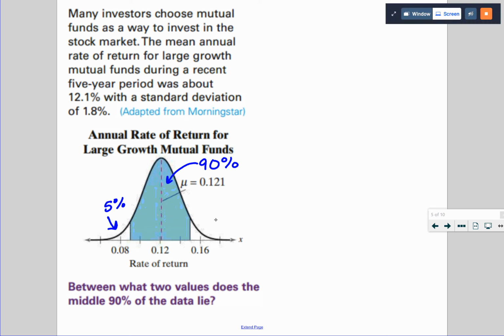5%, 5%. And we're going to be finding two z values. There's going to be a negative z value on the left and a positive z value on the right. And those two z values we're going to convert to an x once we find them. I'm going to, again, use the one on the left because that's what my chart gives me. So I'm going to look for a cumulative area of 5% on the left side there.